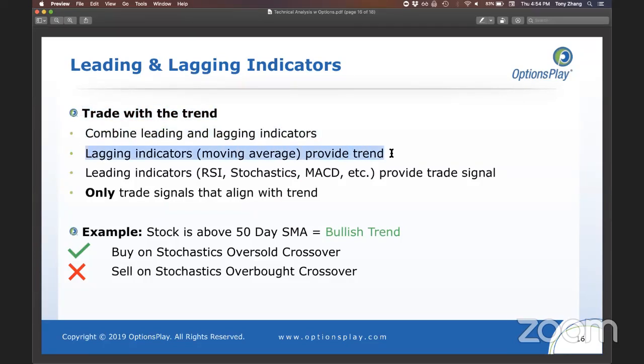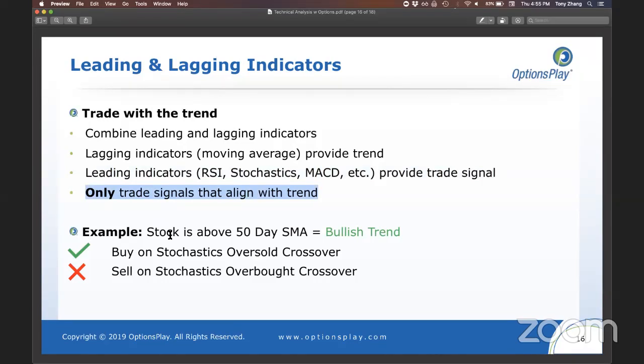A lagging indicator is referring to something like a moving average that provides you with a trend analysis. Options Play provides you with a 1 month and 6 month trend that does this type of analysis for you. And then you want to combine that with a leading indicator so that you're trading with the trend. A leading indicator is a momentum indicator like RSI, stochastics, MACD, any of these that provide the trade signal. And you only want to trade the signal that aligns with the trend. When you're able to find that, it doesn't happen very often, but when you do, that's when you get a high probability signal that allows you to buy a call or trade a debit spread.